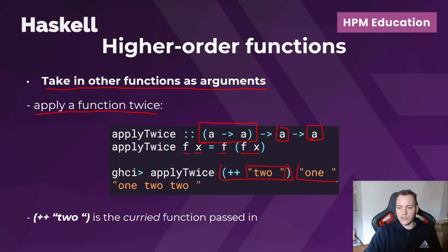And then we supply that second argument here, and then this first function is applied twice to it, right? So we have 1 plus plus 2 plus plus 2.